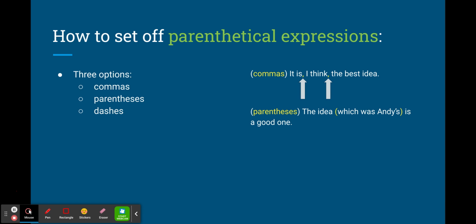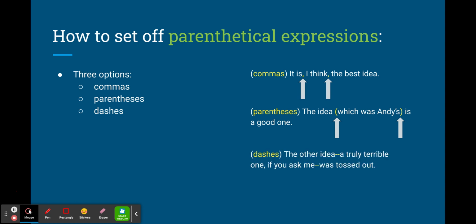Parentheses: "The idea (which was Andy's) is a good one." So again, we have our parentheses setting off whose the idea was. But the main sentence is that it's a good idea. It doesn't matter if it's Andy's idea or my idea, it's a good idea. But in this case, we're adding extra information so you know who had it.